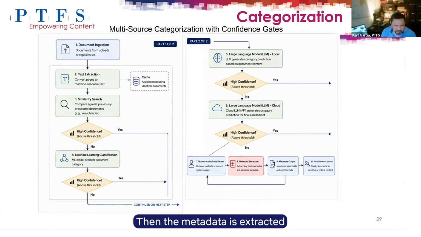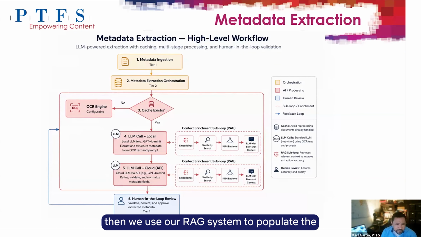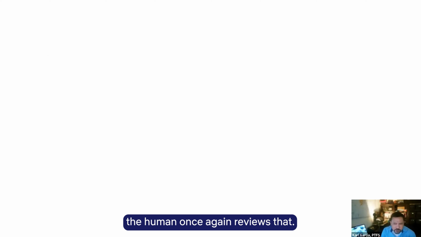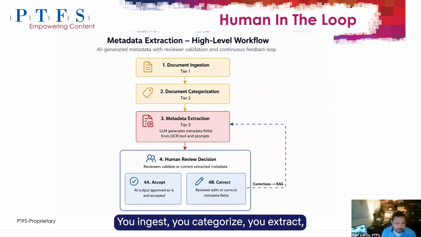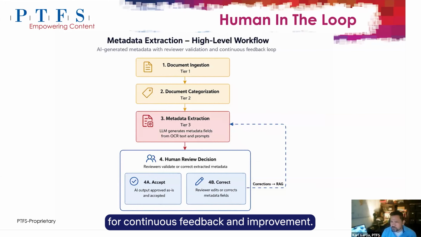Then the metadata is extracted, and there are opportunities for correction there. Then when you extract it, we use our RAG system to populate the metadata. We use, again, two stages there, local and then an API call. And then, of course, the human once again reviews that. So you ingest, you categorize, you extract, and the human can make decisions along the way for continuous feedback and improvement.